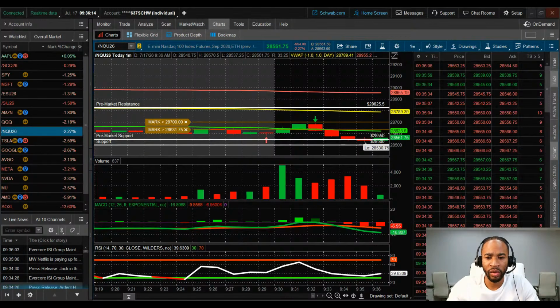All right, let's see what we're going to do in this price zone right here. Let's see what the market is going to give us in this price zone. Let's see what the market is going to give us really quick, family.